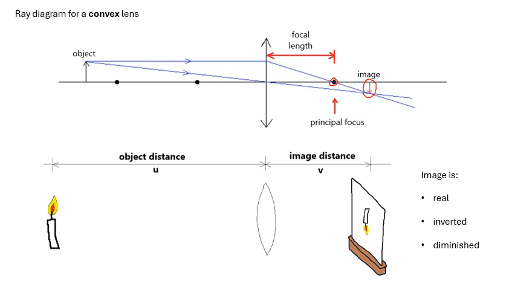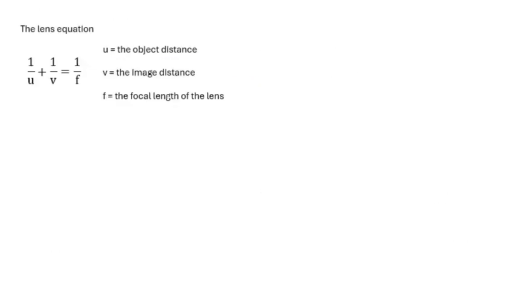Notice 3 things about the image. It is a real image. That means it's an image that you can project onto a screen. It's not like what we call a virtual image, like if you look in a mirror, that's a virtual image. It's a real image. It's inverted, which means it's upside down, and it is diminished, and that means it's smaller than the object. So a real inverted diminished image.